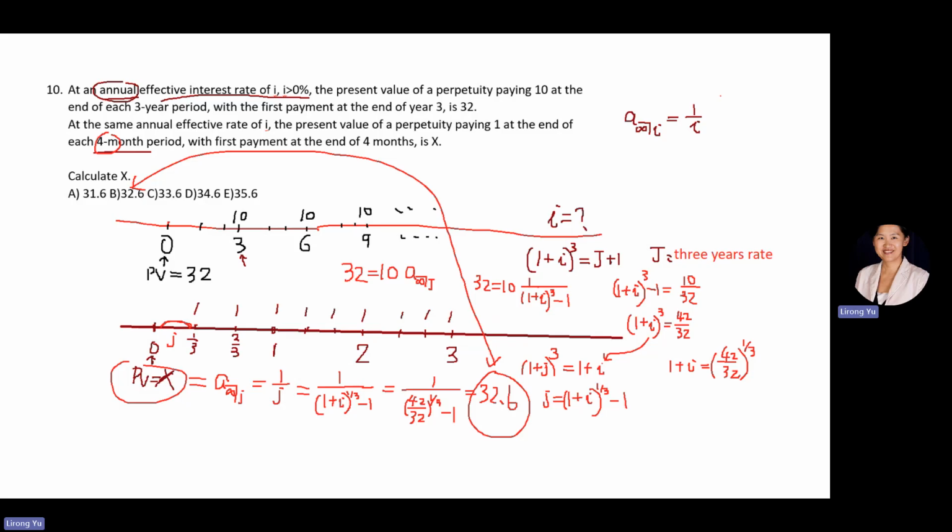But in this question, what was the interest rate? It's supposed to be the 3-year interest rate. So what's the 3-year interest rate? The annual interest rate is I, suppose that's I we're solving. So the 3-year interest rate is going to be (1 plus I) to the power 3, minus 1. That's a J. So basically we're saying 32 is equal to 10 divided by (1 plus I) to the power 3 minus 1. And that would be the equation.